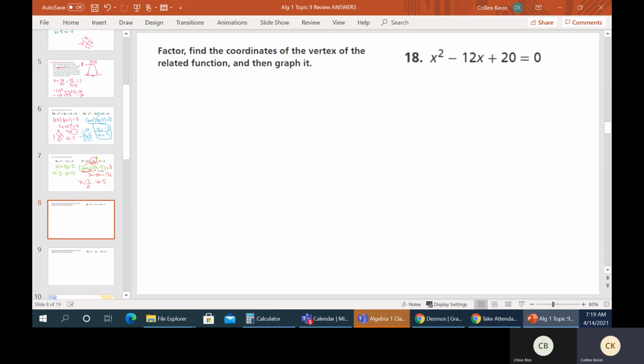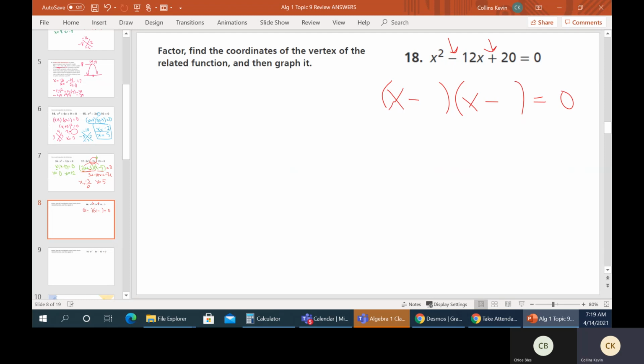All right, so this one says find the coordinates of the vertex of the related function and then graph it. Okay. So we're going to try to factor first. All right. So we're going to have x and x. All right, so we have a plus sign here. That means we're going to have a choice. We either have two pluses, because a positive times a positive is positive, or we have two negatives, because a negative times a negative is also positive. That's determined by the middle guy. The middle guy's negative, so we're going to use two minuses.